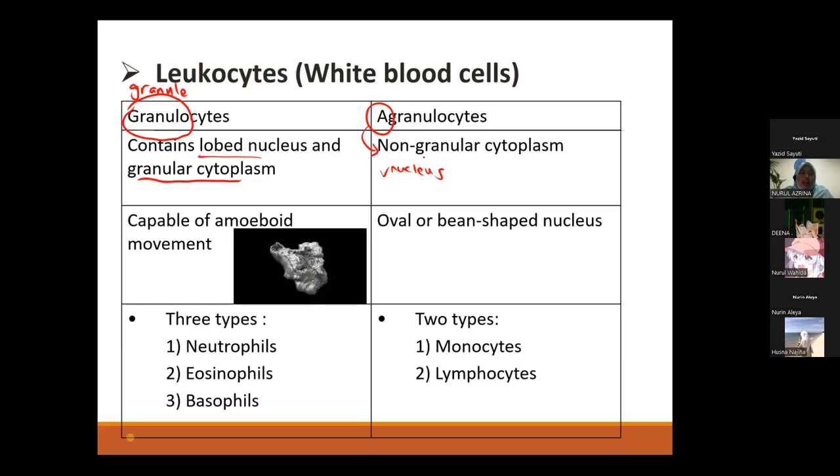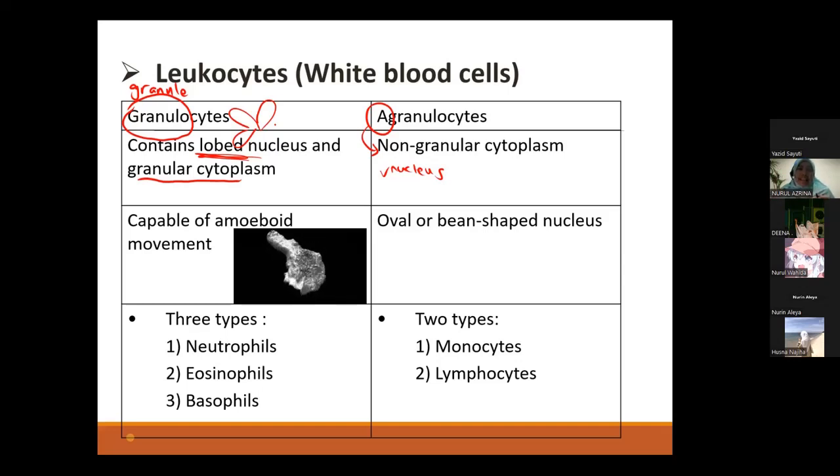So granulocyte have lobed nucleus. What is lobe in Malay? I don't know the Malay word for it. Bercuping, maybe? I'm not sure what the Malay word is, but it looks like this. Lobed nucleus. Later I'll show you. Sorry, I don't know the Malay term.